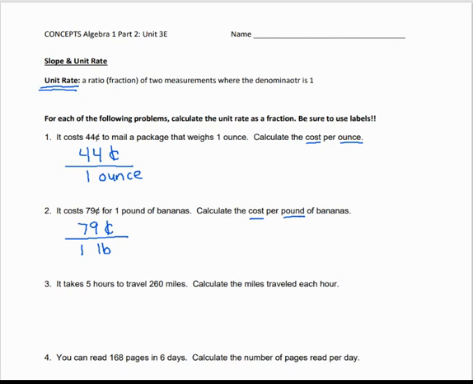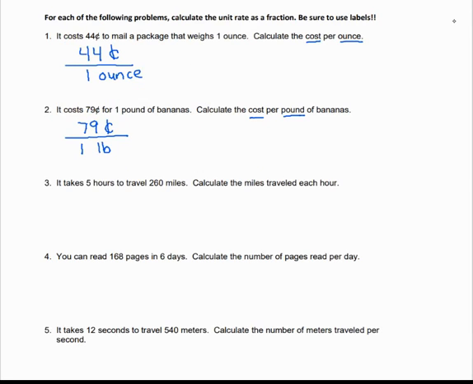Okay, let's look at number 3. Number 3 says it takes 5 hours to travel 260 miles. Calculate the miles traveled each hour. So what's on top? What label is going to go on top? Calculate the miles per, yes, miles per hour. So we're going to have miles up top. Right now they're telling me 260 miles, so we're going to put that up top. In the denominator is going to be our hours, and right now we have 5 hours.